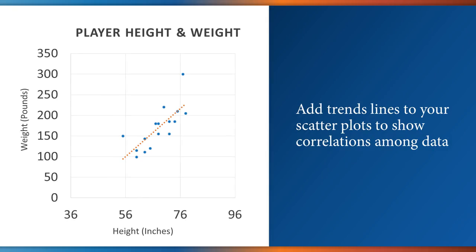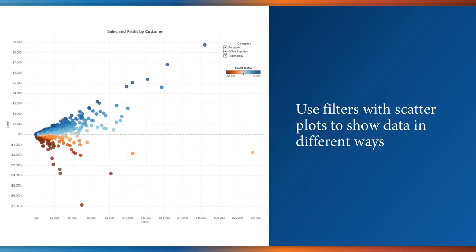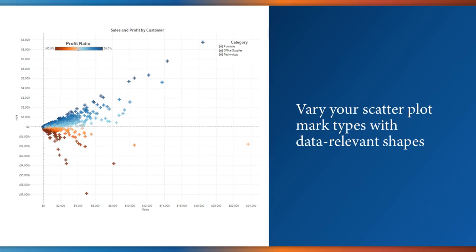Consider adding a trend line or line of best fit. By adding a trend line, the correlation among your data becomes more clearly defined. Incorporate filters. By adding filters to your scatter plots, you can drill down into different views and details quickly to identify patterns in your data. Use informative mark types. The story behind some data can be enhanced with a relevant shape.